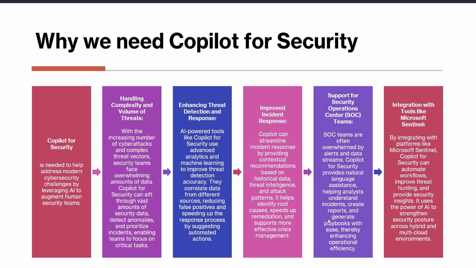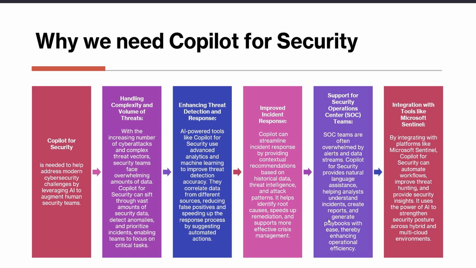Now, enhancing threat detection response. AI-powered tools like Copilot for Security use advanced analytics and machine learning to improve threat detections. They correlate data from different sources. These are the same sources which are the security solutions, right? Reducing false positives and speeding up the response process by suggesting automated action. Now, this is very important.